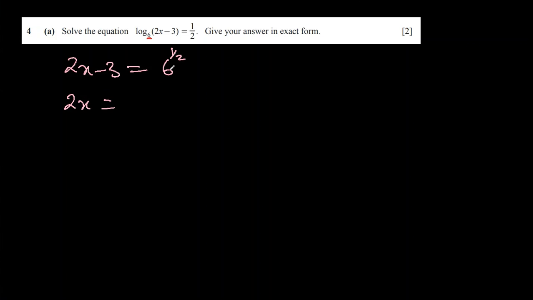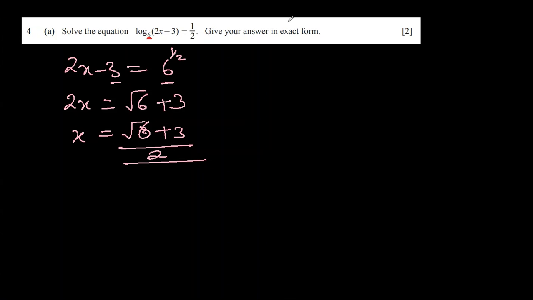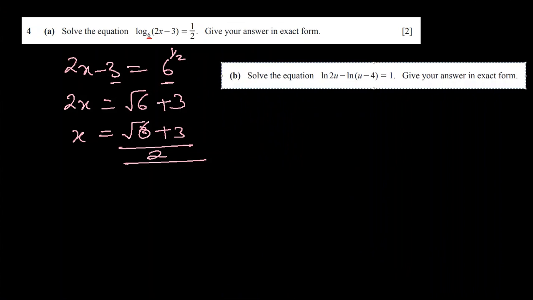So 2x equal to, I will write this as square root 6, and that is 3, which comes to the right side and becomes positive. So x will be square root 6 plus 3, not the whole square, divided by 2. This is the exact form, that's what they want. What next? Solve the equation. This one, give your answer in exact form again.